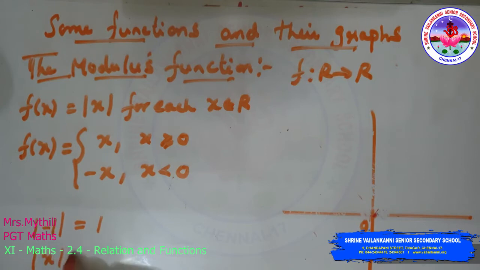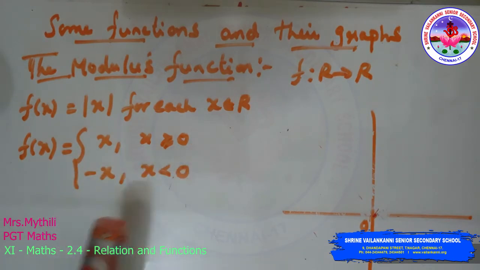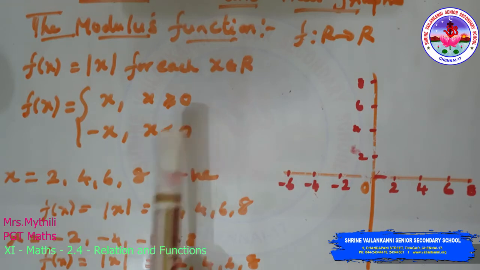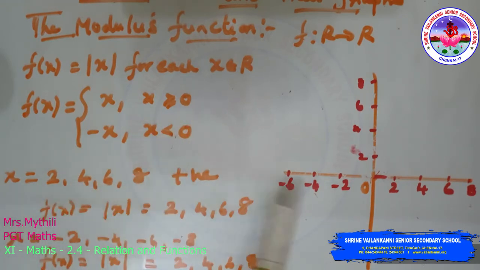So x can be either positive or negative. If it is positive, then the value of x would be greater than or equal to 0. If it is negative, then it would be less than 0. So the function is f of x equal to x when x is greater than or equal to 0, and minus x when x is less than 0. When x is greater than or equal to 0, x takes positive values like 2, 4, 6, 8, etc. Then f of x is modulus of x, which is 2, 4, 6, 8.